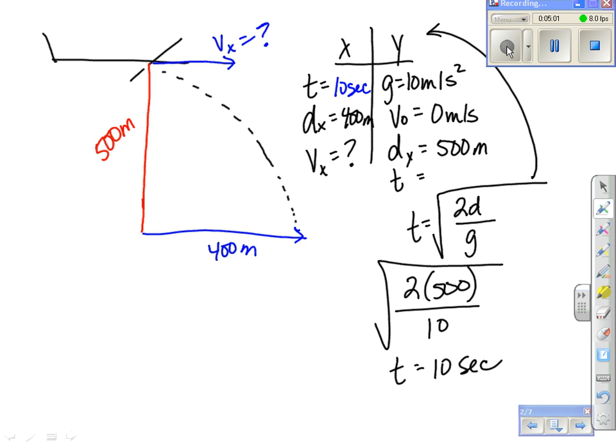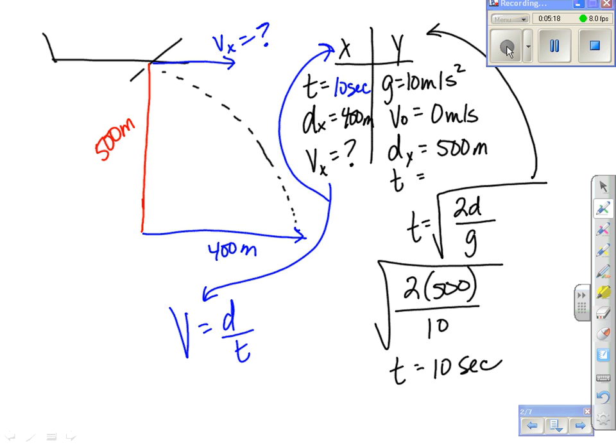Okay. Now, on this side of the t-bar, our horizontal information, v equals d divided by t is the only formula that can be used. All the other formulas are used on the other side. This is the only formula that can be used on the x side. So if that's true, we now have 400 divided by 10 seconds. So that would give us a speed of 40 meters per second. And that is the answer to number 11.